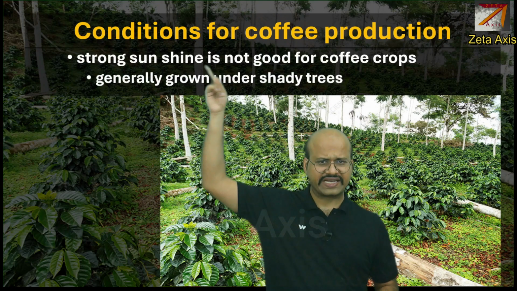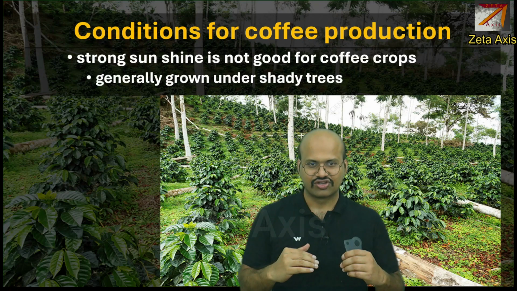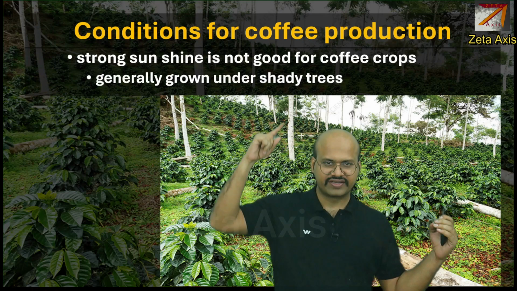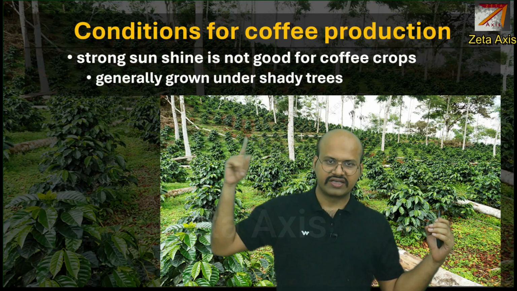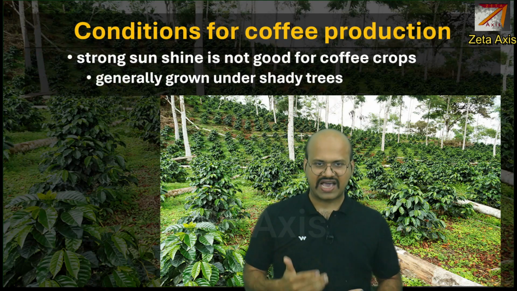Now, strong sunshine is not good for coffee crops. We have seen that the coffee crop is grown in the shade of trees. So here you can see a coffee plantation, and these are the trees. You can see that trees are planted at distances, so the coffee plants are protected from direct sunlight.